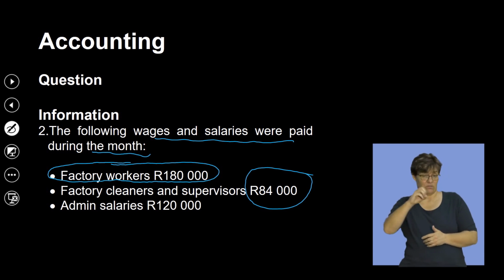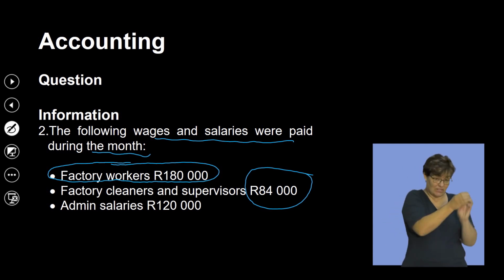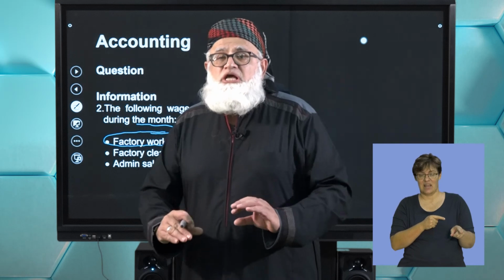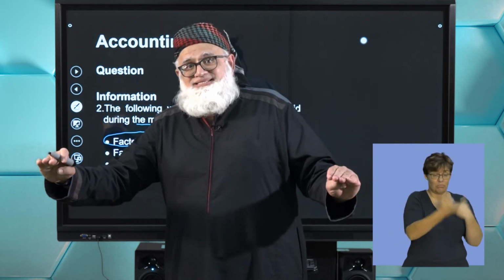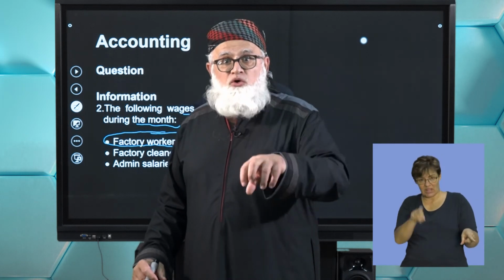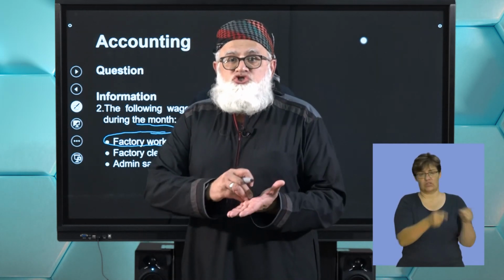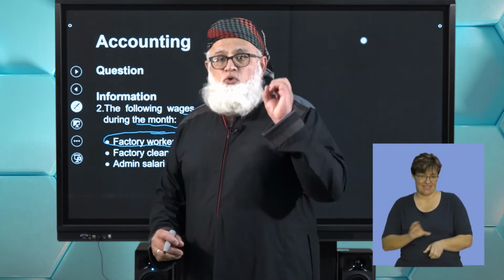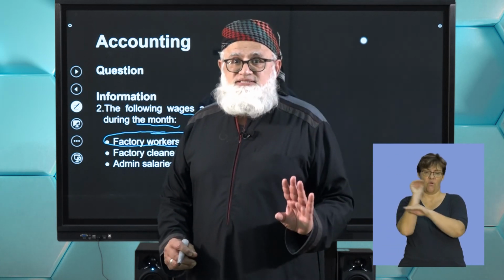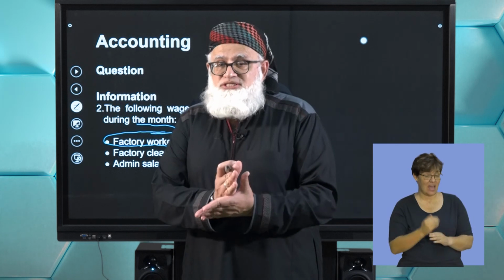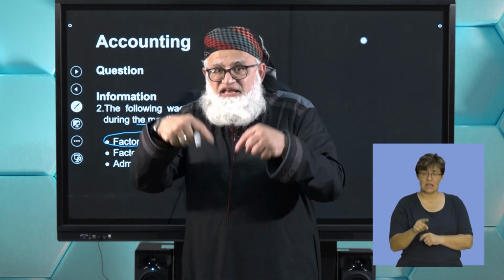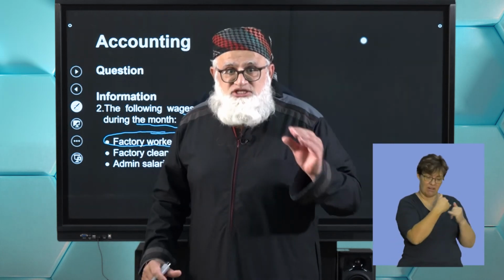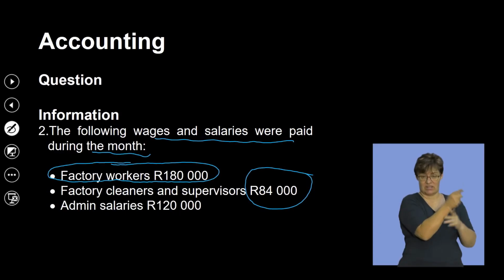But we do know that anybody not directly involved in the manufacturing of the good, anybody not working in the production process, that person's wages, although they may be in the factory, does not constitute direct labor, but rather indirect labor. So that cost would go into my factory overheads. Clear? So factory wages, only those people actively involved in the making of the product, in the production line. That's your factory wages. Okay, so 180,000 was identified.